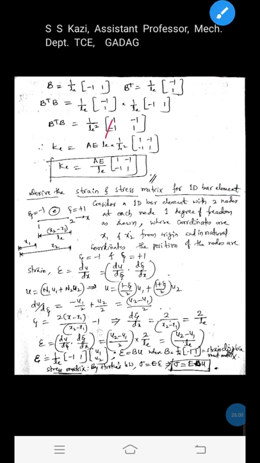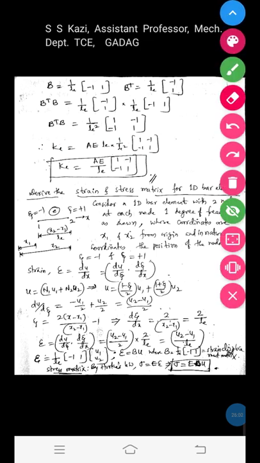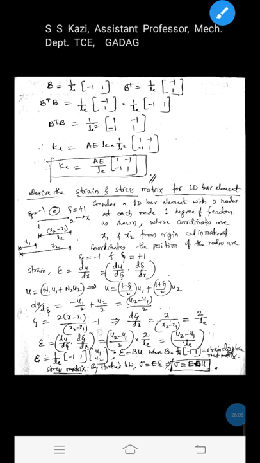Okay, then 1 LE gets cancelled. What remains? Only 1 LE in the denominator. Then the stiffness matrix for the 1D bar element, we got AE by LE into [1 -1; -1 1]. This is the resulting stiffness matrix for the 1D bar element. What is the order of the stiffness matrix we got? 2 cross 2, because at each node there is 1 degree of freedom. Hence 2 nodes, 2 degrees of freedom, we will get the order of the stiffness matrix 2 cross 2. This is one of the properties of the stiffness matrix that we already know.